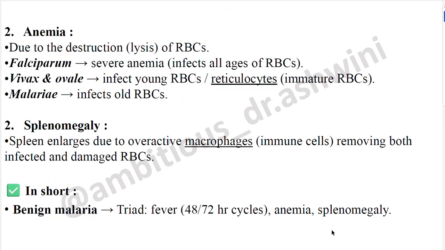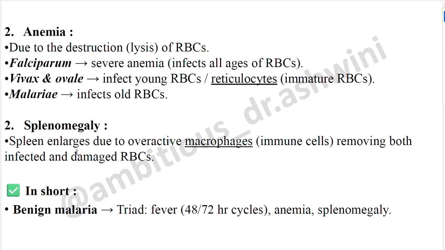The second clinical feature is anemia due to the destruction or lysis of RBCs. Falciparum causes severe anemia as it infects RBCs of all ages. Plasmodium vivax and ovale infect young RBCs or reticulocytes, which are immature RBCs. Plasmodium malariae infects old RBCs. And the third one is splenomegaly. The spleen enlarges due to overactive macrophages, immune cells removing both infected and damaged RBCs.